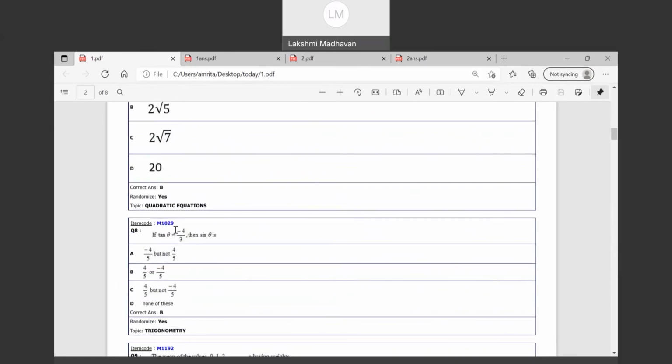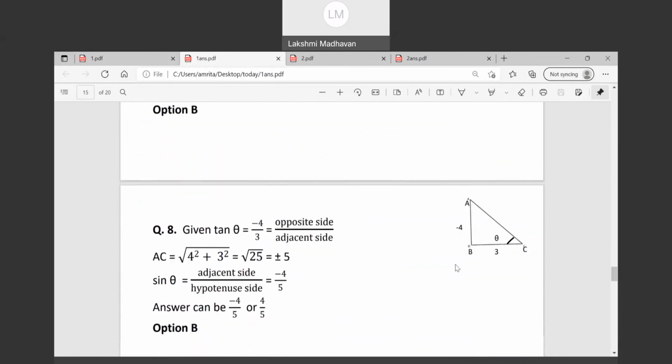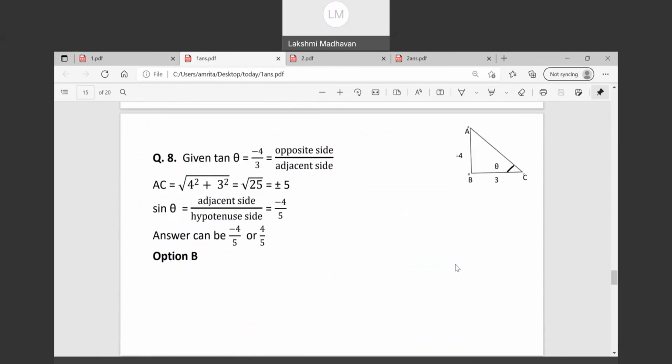So if tan theta is equal to minus 4/3, then what is sin theta? In the question, they have given us the value of tan theta, which is minus 4/3, and they are asking us to find the value of sin theta. This is a very simple question, and let's see how we are going to solve this.